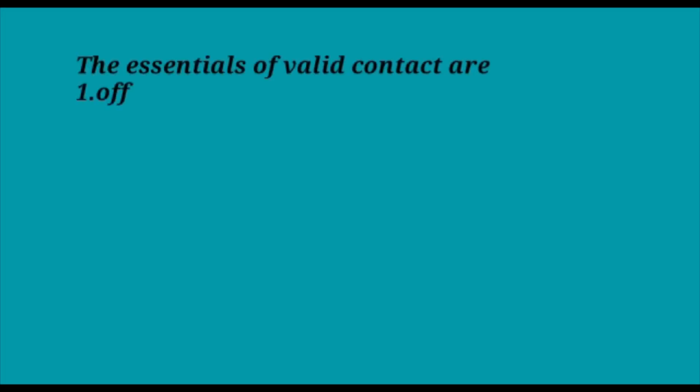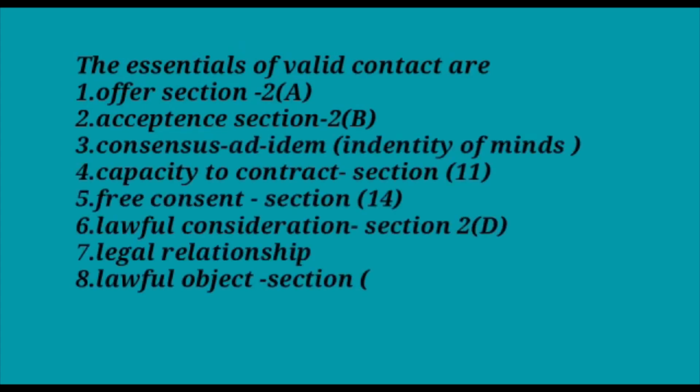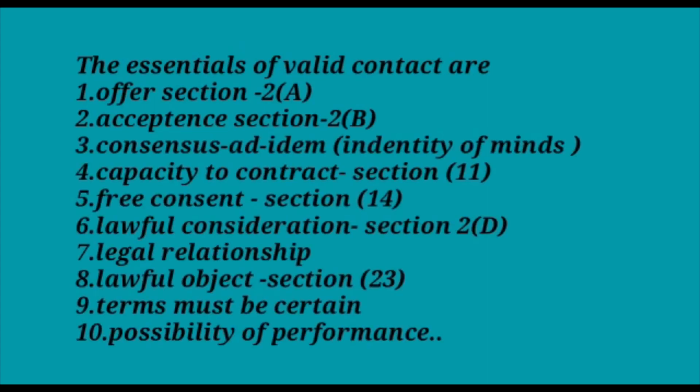To constitute a contract, the following conditions are to be satisfied. Two parties: offer, Section 2 Clause A, and acceptance, Section 2 Clause B. Consensus ad idem, identity of minds. Capacity to contract, Section 11. Free consent, Section 14. Lawful consideration, Section 2 Clause D. Legal relationship. Lawful object, Section 23. Terms must be certain. And finally, possibility of performance.